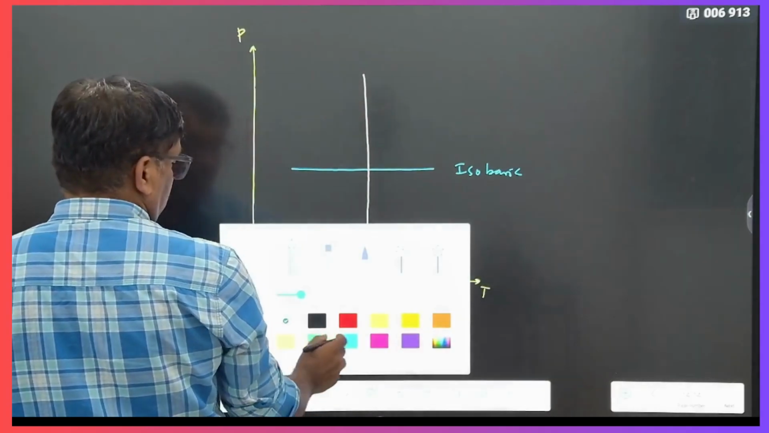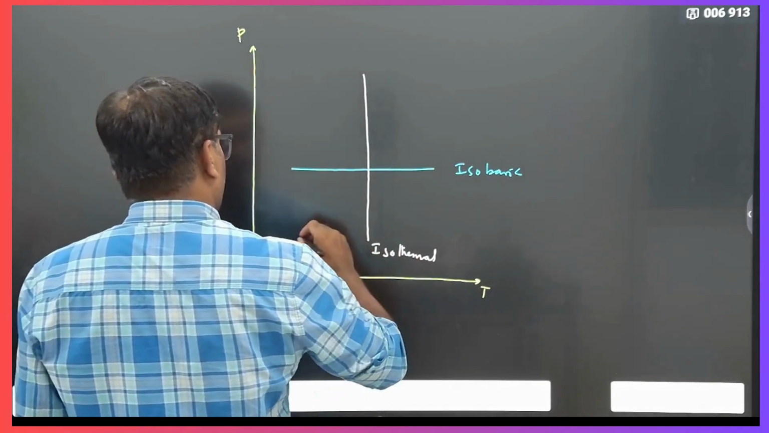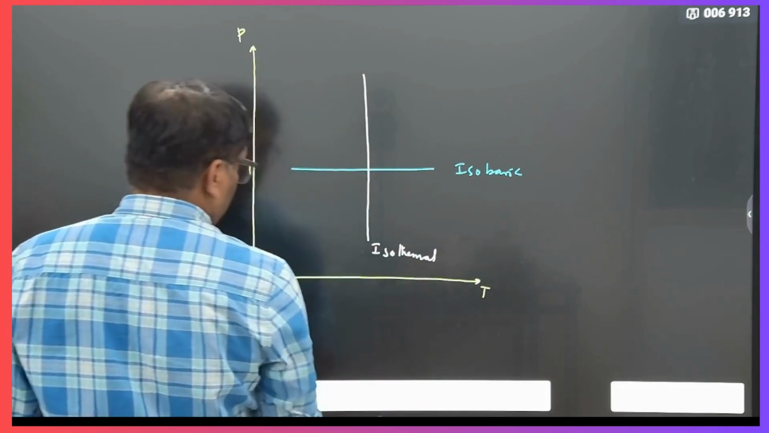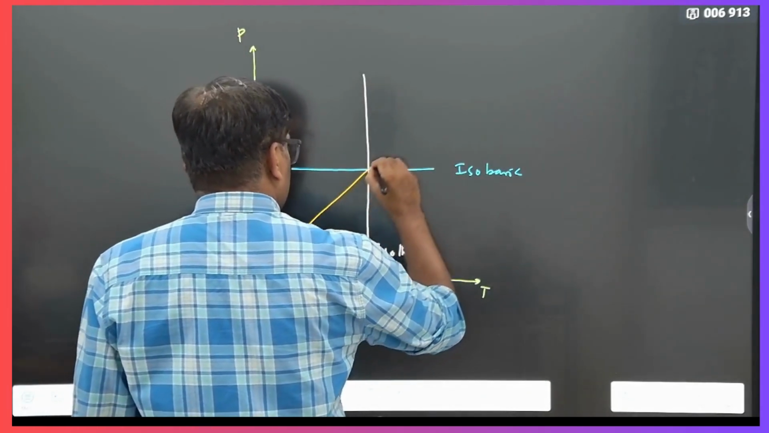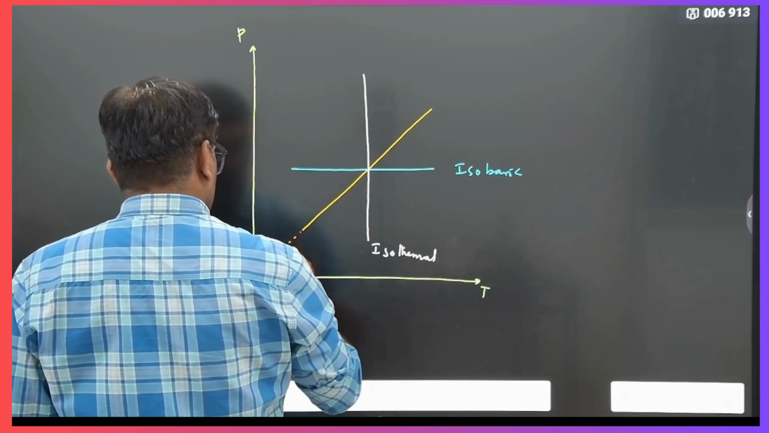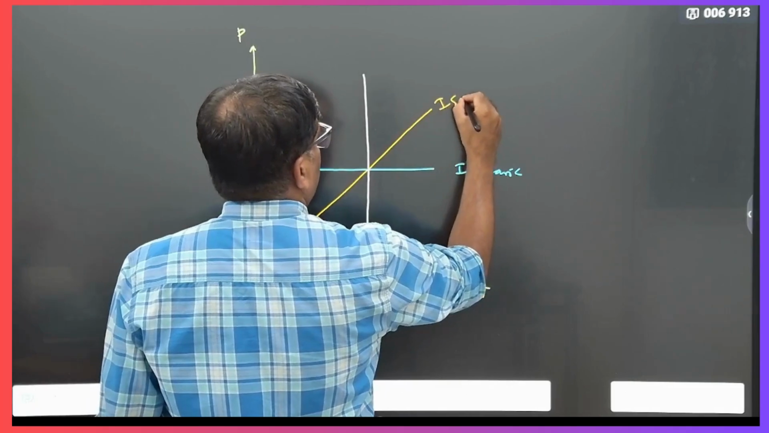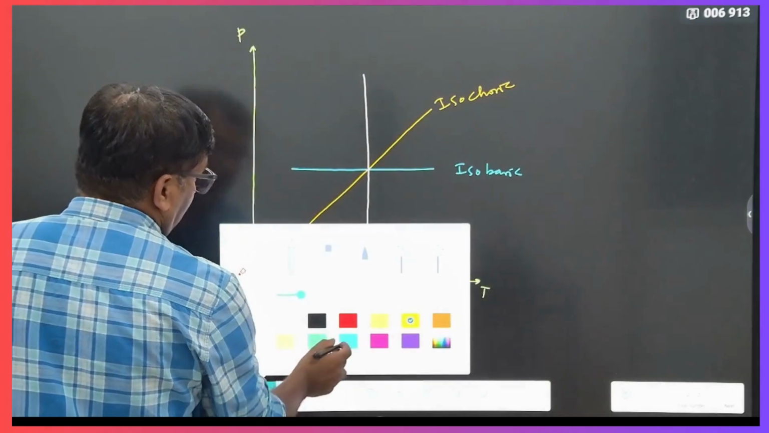Clear? So next one is P and T, volume is constant, no? So therefore the graph is like this. If the graph is like this, what you can write now is volume is constant, no? This is nothing but isochoric. Clear? So now the adiabatic process.